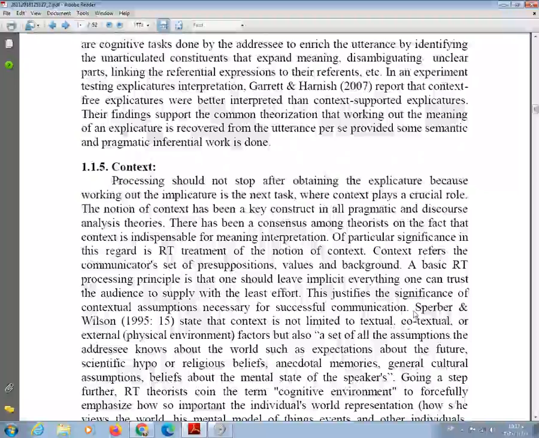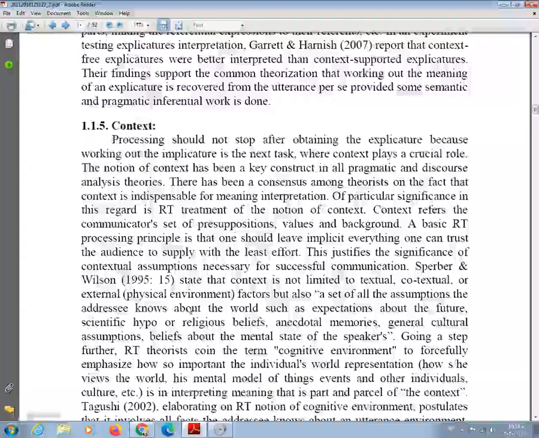Okay, context is not limited to textual. Very important definition. Context is not limited to the text only, or co-textual, meaning how a particular sentence relates to another sentence, the previous sentence, and the sentence after it, the following sentence, and so on.